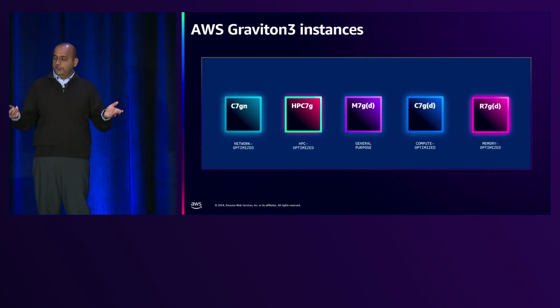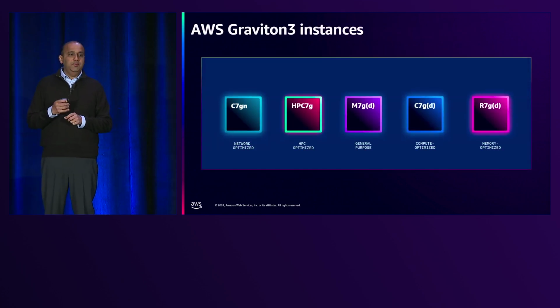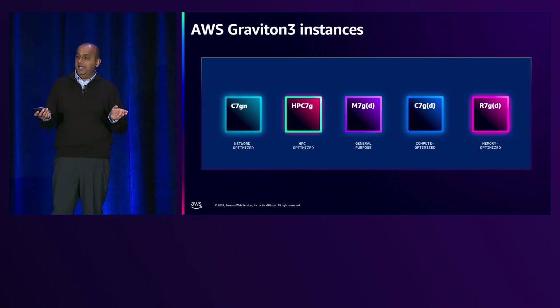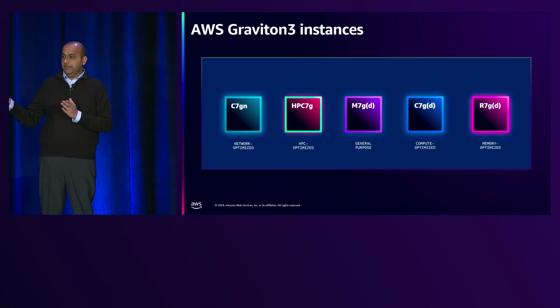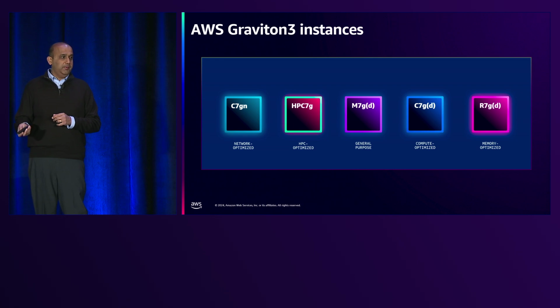And in terms of the portfolio of EC2 instance types, today we have 8 instance types that are powered by Graviton 3 chips that span compute, general purpose, memory, networking, and we also have an instance specially just for high-performance computing that delivers improved vector bandwidth that benefits those applications.